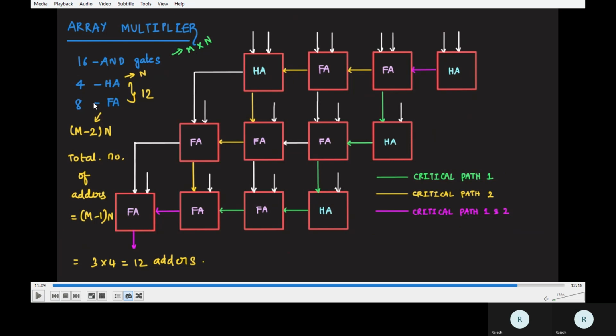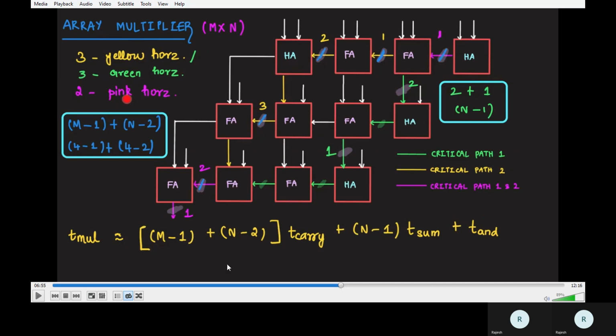So what is the total number of adders required? Full adders plus half adders, 8 plus 4 is 12. But how can you get it? The mathematical formula is m minus 1 into capital N. What is m minus 1? 4 minus 1, it is 3 into 4, 12. So that is the design. So you can analyze this delay path.